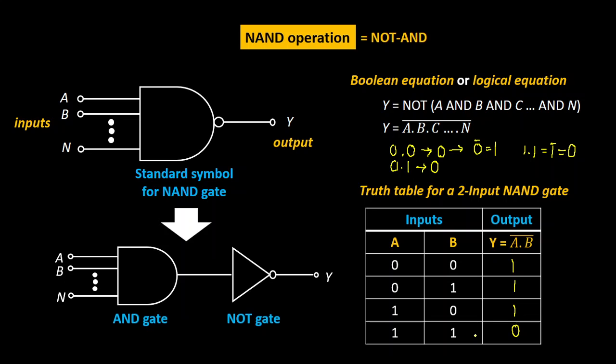Remember, this NAND gate is nothing but NOT AND. So first the AND gate, and then it is followed by its complement, that is the NOT gate.